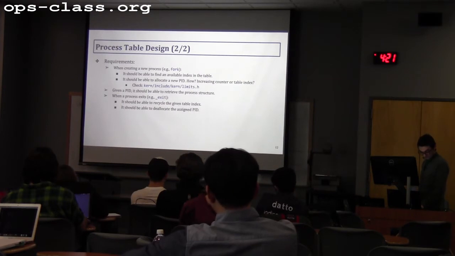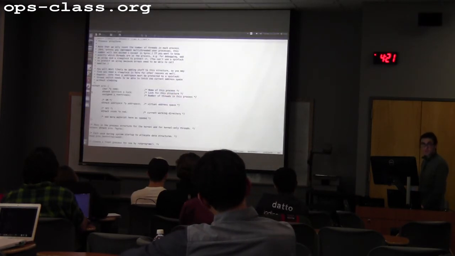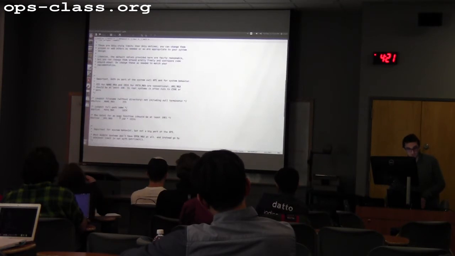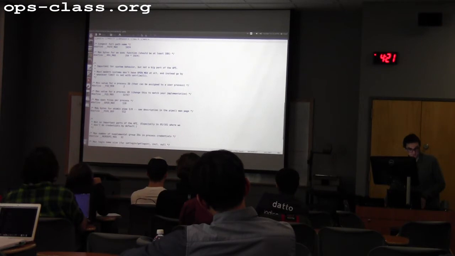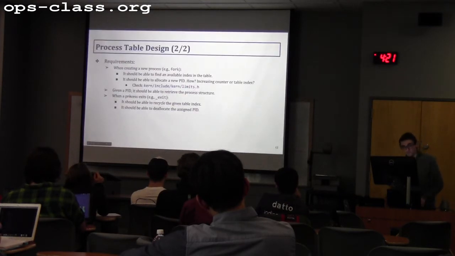And you can see that in limits.h, you already have a max for the PID. So PID max. This is already defined for you. So once you reach the max, you need to just use the modulo and go back again, instead of using the index into the process structure.